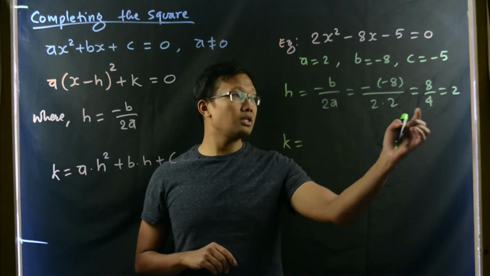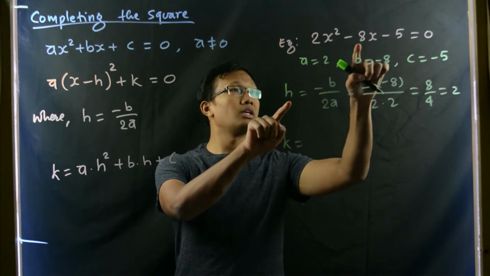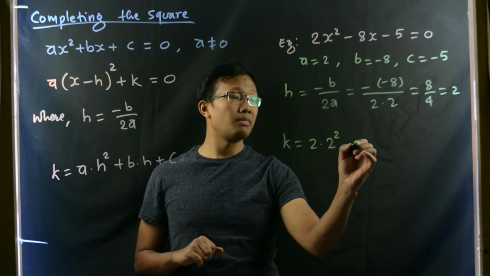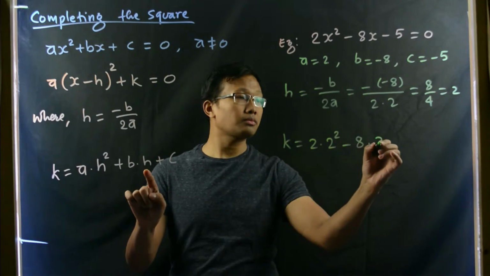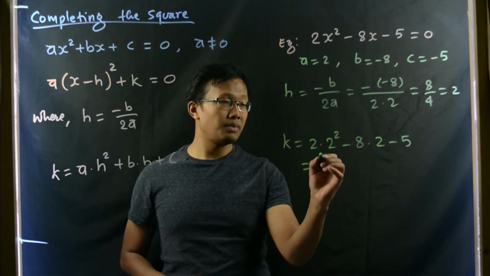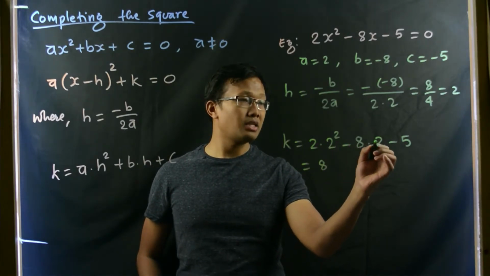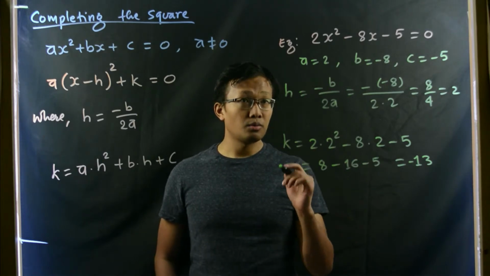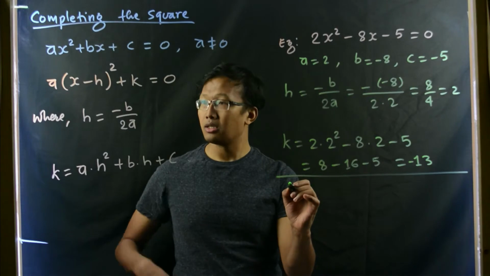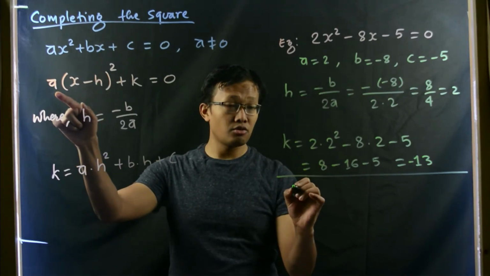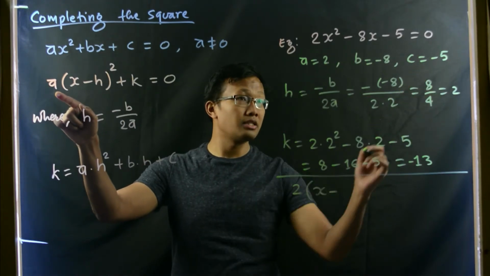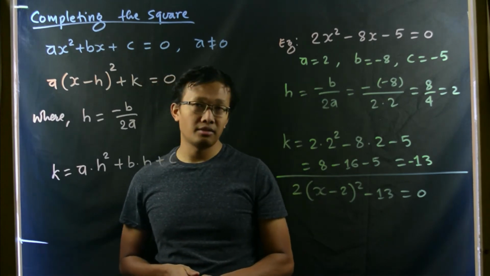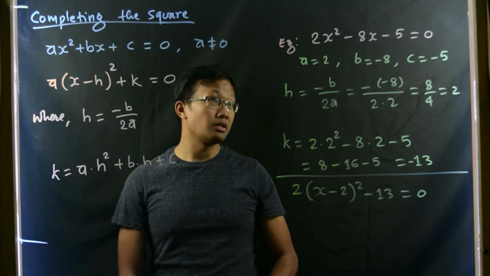To find the value of k, you plug in this 2, which is the value of h, into the left hand side of the equation. That's what we did here. So that would be 2 times h square, which is 2 square, minus 8 times h, which is 2, minus 5. So this is simply 2 times 4 is 8, negative 8 times 2 is negative 16, minus 5. So 8 minus 16 is negative 8, minus 5 is negative 13. So we can write our equation in terms of a(x - h)^2: where a is 2, h is 2, and k is negative 13, 2(x - 2)^2 - 13 = 0. This is the completed square version of the given equation.